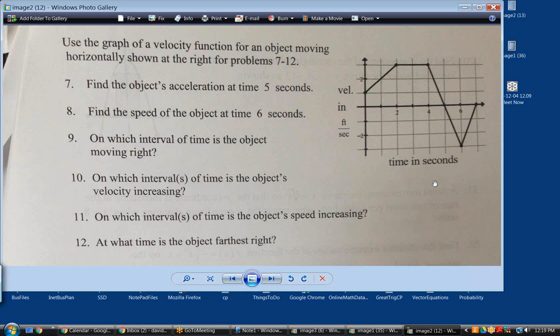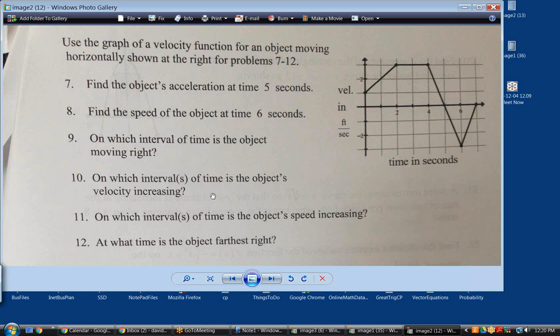On which interval of time is the object moving to the right? Looking at that graph. You said from 0 to 5? Correct. And moving to the left from 5 to 7. And the only reason we know is because that's positive velocity, and that's negative velocity.